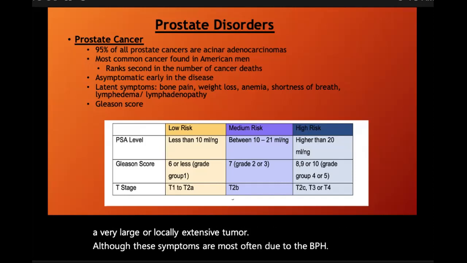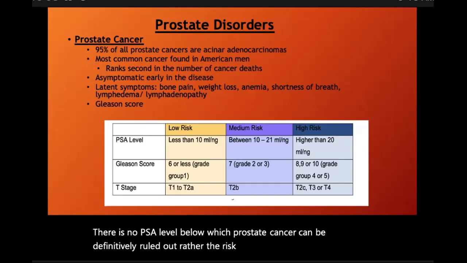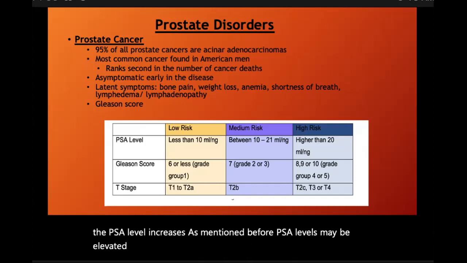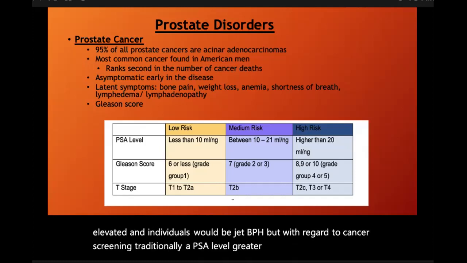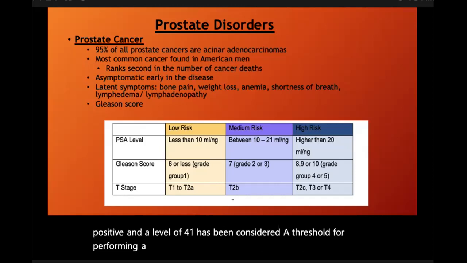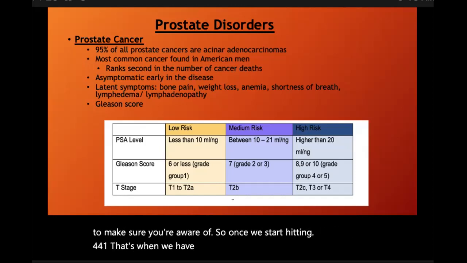There is no PSA level below which prostate cancer can be definitively ruled out. Rather, the risk of prostate cancer increases as the PSA level increases. As mentioned before, PSA levels may be elevated in individuals with BPH, but with regard to cancer screening, traditionally a PSA level greater than 4 is considered positive, and a level of 4.1 has been considered a threshold for performing a prostatic biopsy. So that's the key number to make sure you're aware of. So once we start hitting 4.1, that's when we have to consider doing a biopsy.